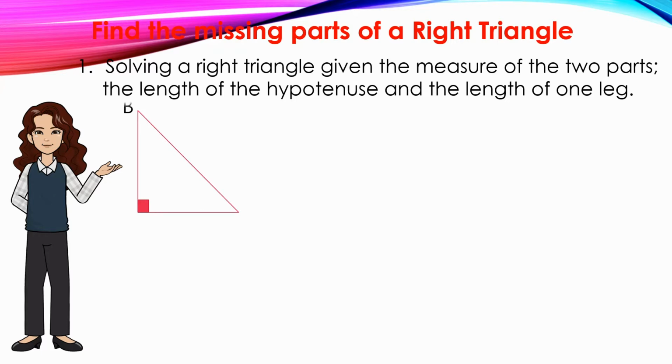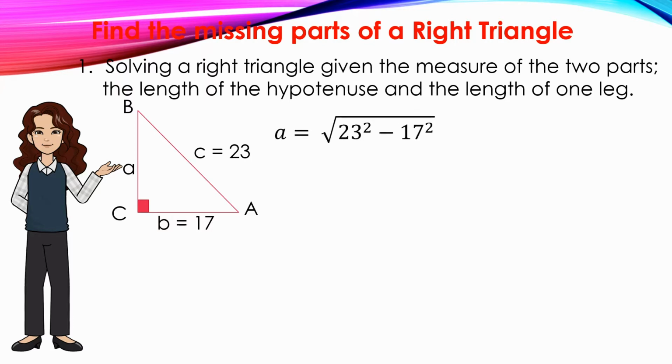Suppose we have triangle BAC, right angle at C. The opposite of angle A is side A, and the opposite of angle B is side B, which is equal to 17. The opposite of angle C is side C, which is equal to 23. First, we are going to find the length of segment BC, or side A.